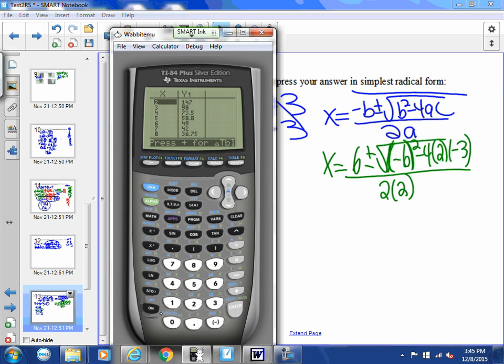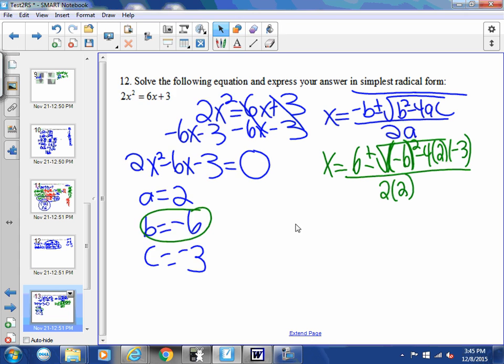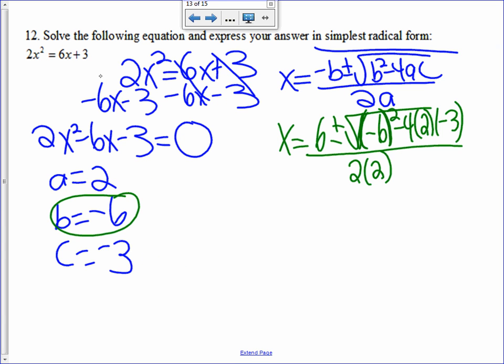Next step, I'm going to go to my calculator, and I'm going to erase this green blob. And I'm going to type in what's underneath the radical. So it is negative 6 squared minus 4 times 2 times negative 3, which is 60. So I get x equals 6 plus or minus radical 60 over 4.